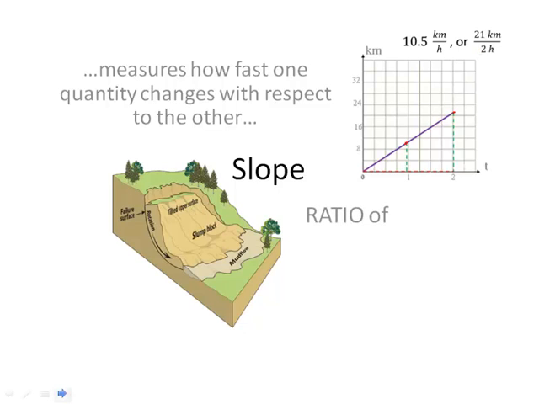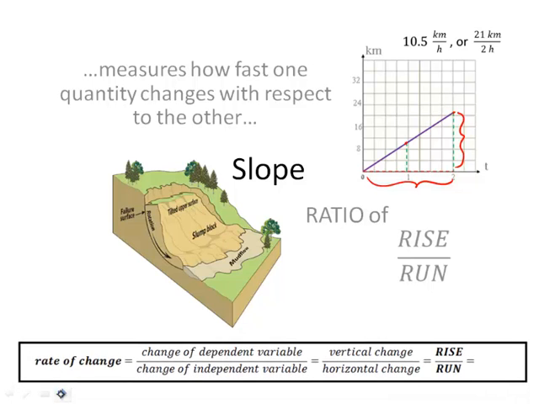In general, slope is the ratio of rise to run. It's all about how much the dependent variable is changing to how much the independent variable is changing. So it describes the rate of change, which is vertical over the horizontal, and that's what slope is defined to be.